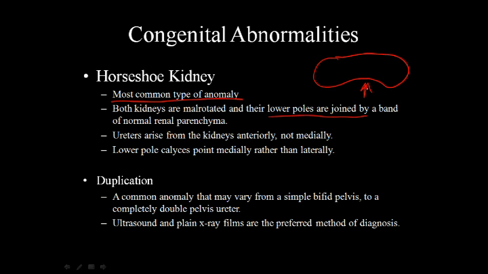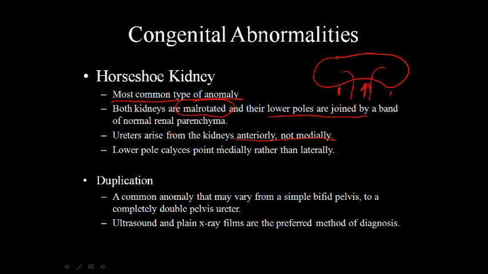Ureters arise from the kidneys anteriorly, not medially. And so the ureters, if you're looking at it, they would come anteriorly and not typically medially like you would see in this case. So anteriorly, not medially. That's something to keep in mind. Lower pole calyces point medially rather than laterally. So once again, they are malrotated. That's something you want to keep in mind.